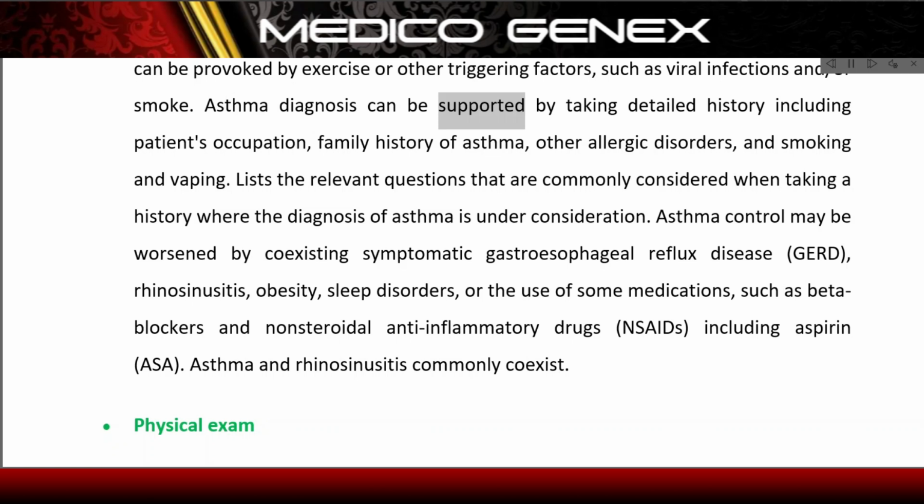Asthma diagnosis can be supported by taking a detailed history including the patient's occupation, family history of asthma, other allergic disorders, and smoking and vaping. Relevant questions are commonly considered when taking a history where the diagnosis of asthma is under consideration. Asthma control may be worsened by coexisting symptomatic gastroesophageal reflux disease, GERD, rhinosinusitis, obesity, sleep disorders, or the use of some medications, such as beta blockers and non-steroidal anti-inflammatory drugs, NSAIDs, including aspirin, ASA. Asthma and rhinosinusitis commonly coexist.